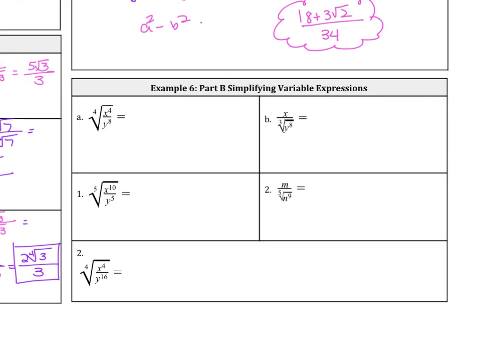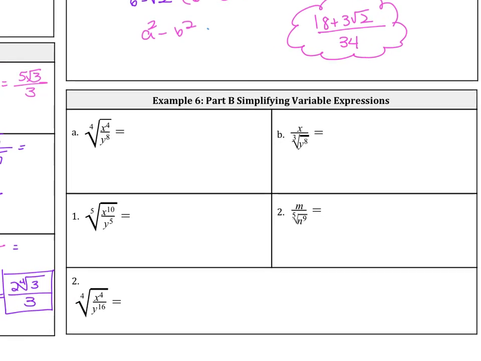Last thing is we're going to simplify variable expressions. So we're going to assume all variables are positive. And we've actually done something similar to this before, so it's just more practice. We have 4th root of x to the 4th over y to the 8th. And so let's split up the nth root, so 4th root of x to the 4 over 4th root of y to the 8th.